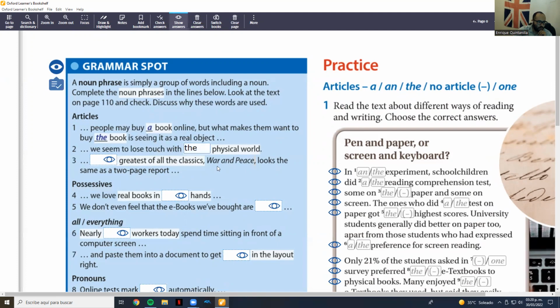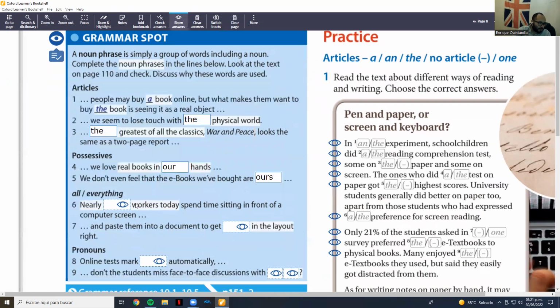We seem to touch the physical world there. And the greatest of all the classics, those are the article, the, a, and the possessive. We love our hands. We love real books in our hands. We don't even feel that ebooks we bought are ours. It's replacing. We don't want to say one more time our hands. You can replace it with ours, or books. Yeah?